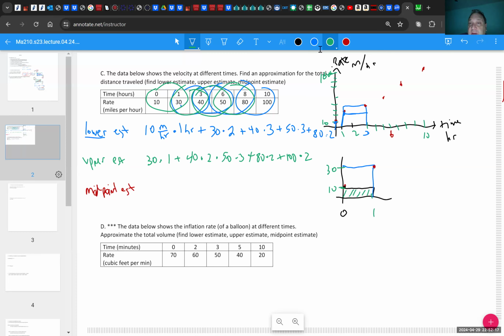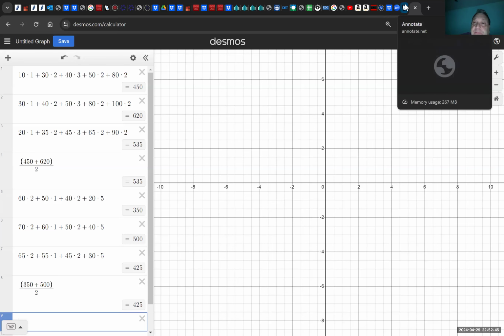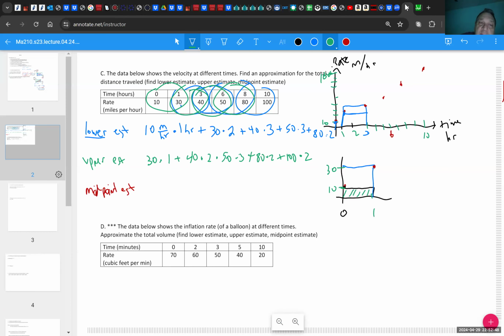I've actually done the little calculations in Desmos already. So this lower estimate is 10 times 1 plus 30 times 2 plus 40 times 3. And that should be up here at the top, right here. I typed it in to save a little time with you watching me do calculations. So we got a total of 450. So our lower estimate is approximately 450.